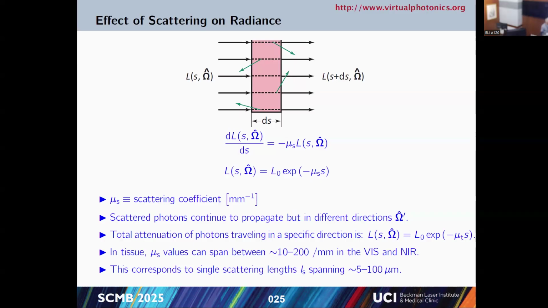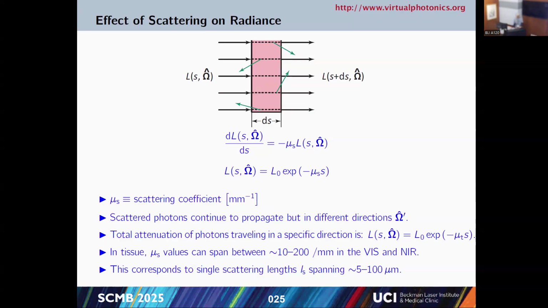Okay? And in tissue, in the visible to near infrared, the scattering values are not as broad as in absorption. Roughly, your scattering coefficient is anywhere from 2 to 200 per millimeter. And that corresponds to single scattering lengths. We usually refer to LS. You may remember LS from that slide where I showed Maxwell's equations to radiative transport to diffuse. That gives you the spatial scale over which you go from Maxwell's equations to the transport regime, 5 to 100 microns, typically, in tissue. Depends on the tissue, depends on the wavelength.